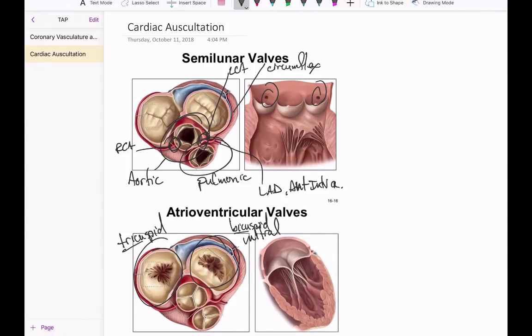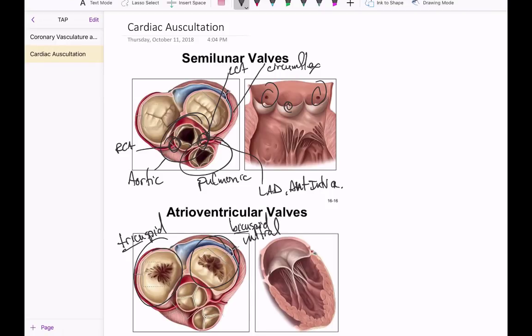As you can see here, the structure of the valves is very different. The semilunar valves are like cusps with a nodule on the end here, and when the cusp closes, that nodule helps prevent those semilunar valves from prolapsing, in other words, collapsing, which would allow blood to regurgitate or backflow, versus the atrioventricular valves, which kind of look like jellyfish. Or kites.